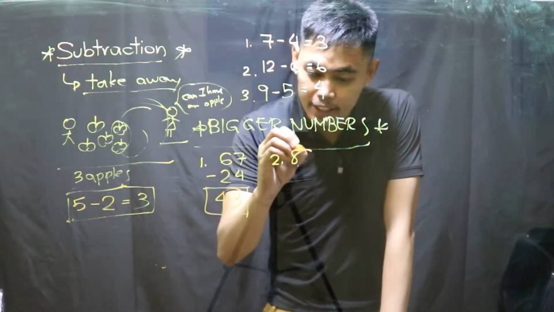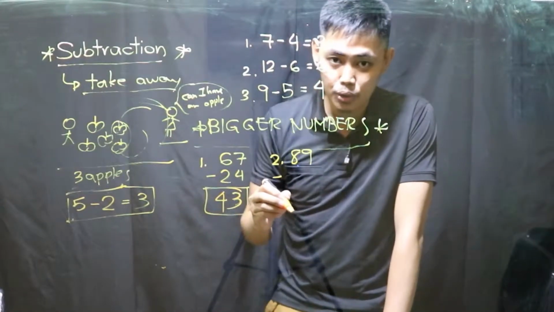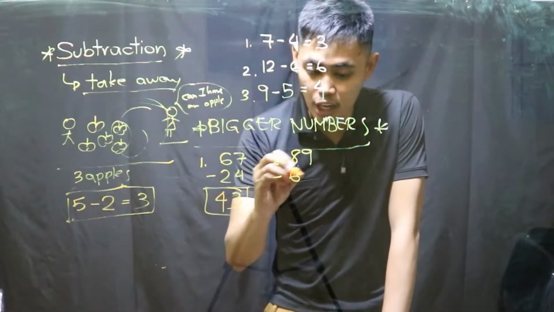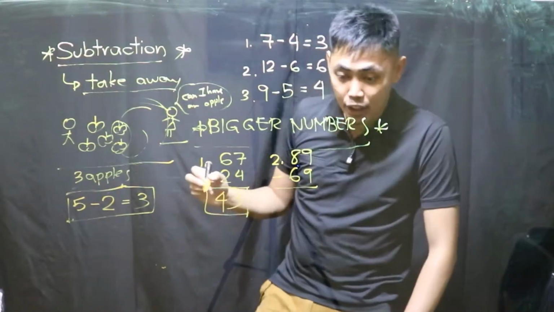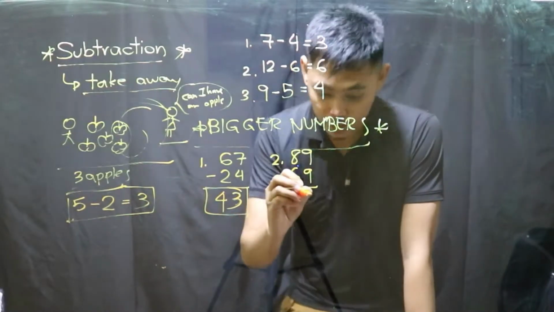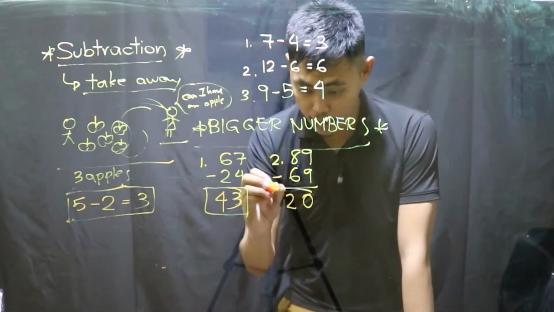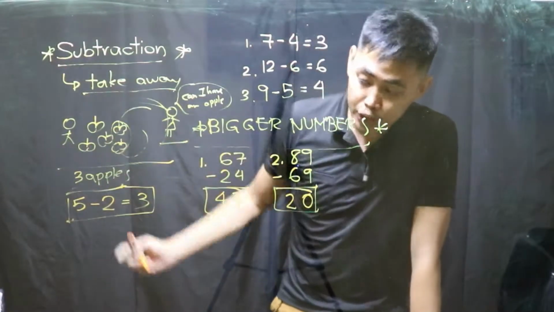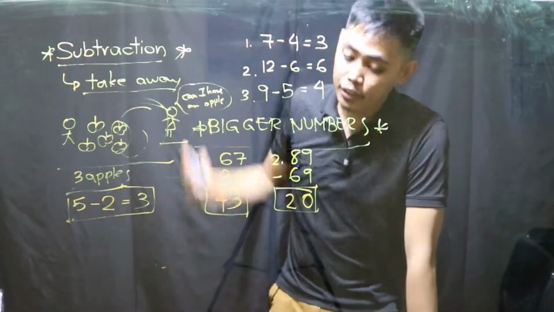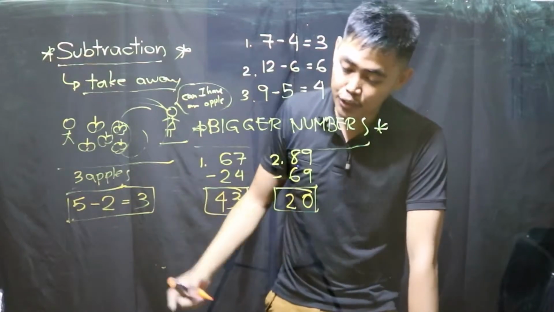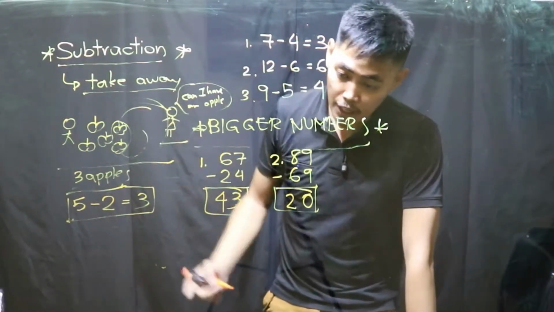Shall we say 89 minus 69? What's the answer? 9 minus 9, 0. 8 minus 6, 2. Our answer is 20, or the answer of subtraction is called difference.